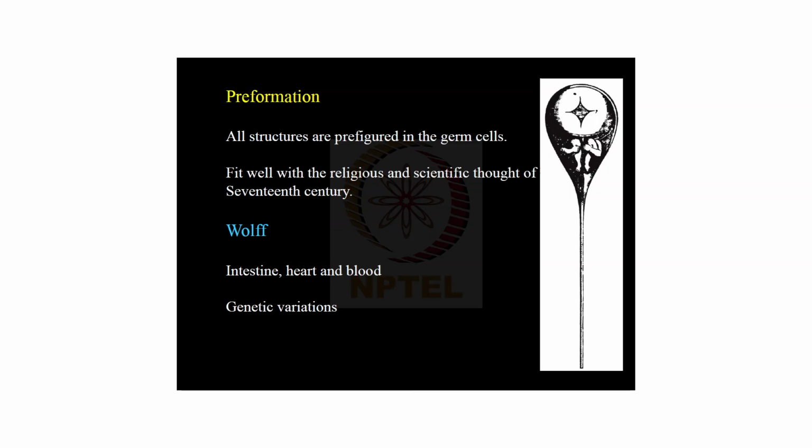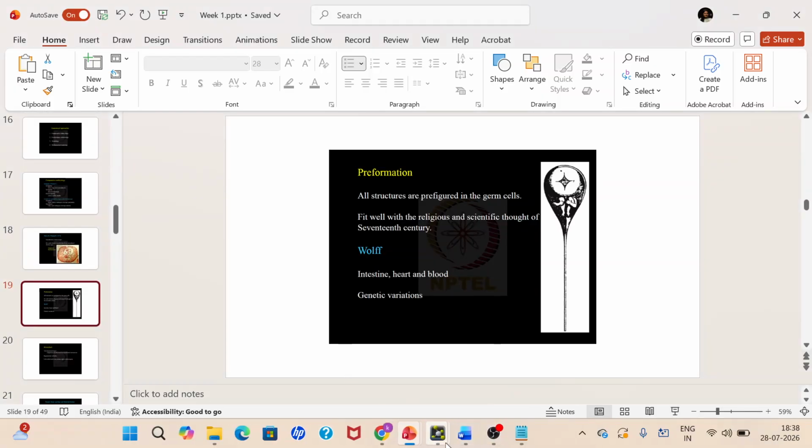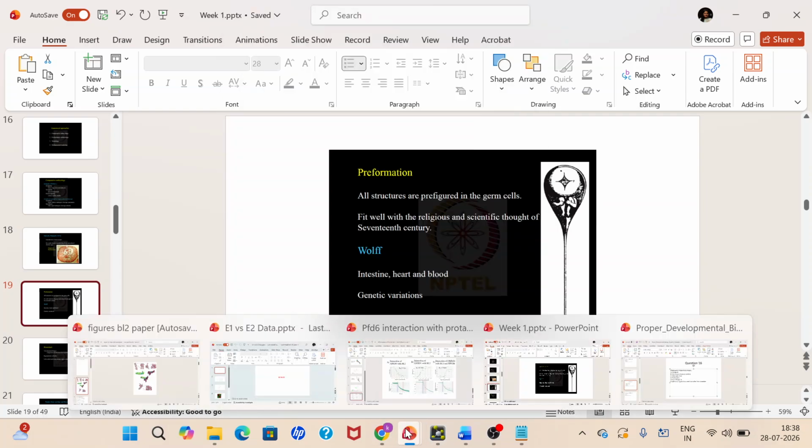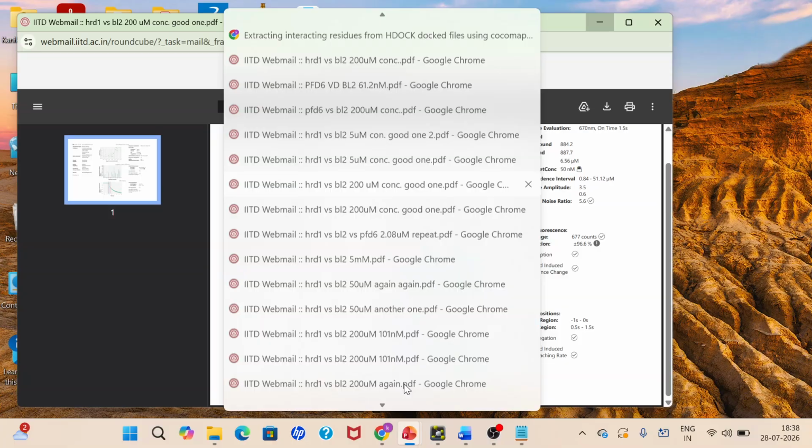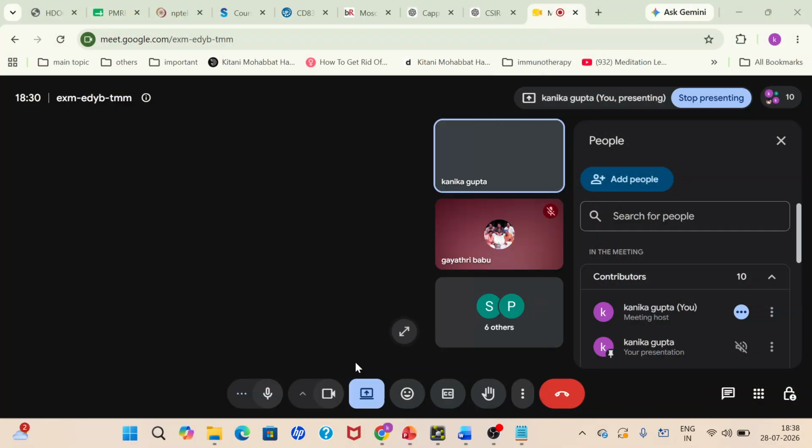Then initially, when developmental biology was at its initial stage, it was thought that all the structures are prefigured in the germ cells. That means they are already formed in the germ cells, and when these germ cells fuse, the structures will come along and form the whole organism. It was a very early thought when developmental biology was being studied. Just a minute, guys.